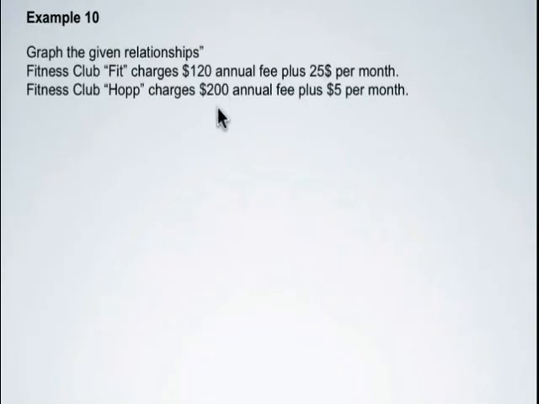So for the next question, what I'd like you to do is graph the given relationships. We have two fitness clubs. Club Fit charges $120 as an annual fee plus $25 per month, and Fitness Club Hop charges $200 a year, or that's what the annual fee means, plus $5 per month. So what I'd like you to do is now try and identify what the equations are.